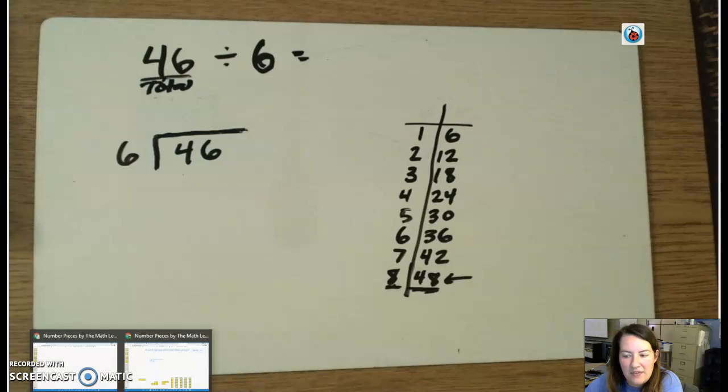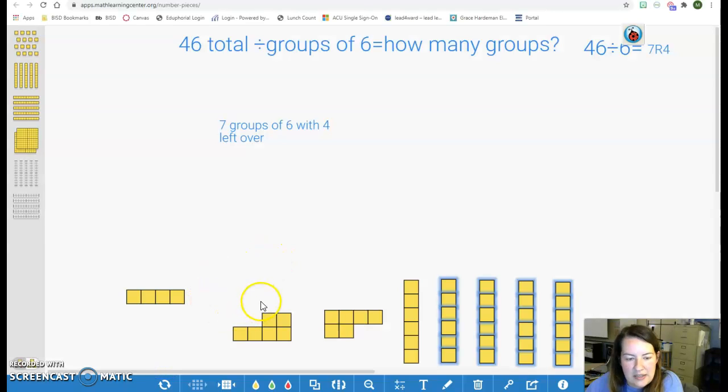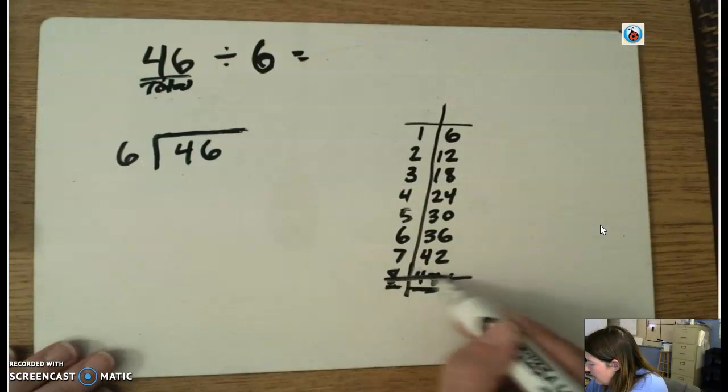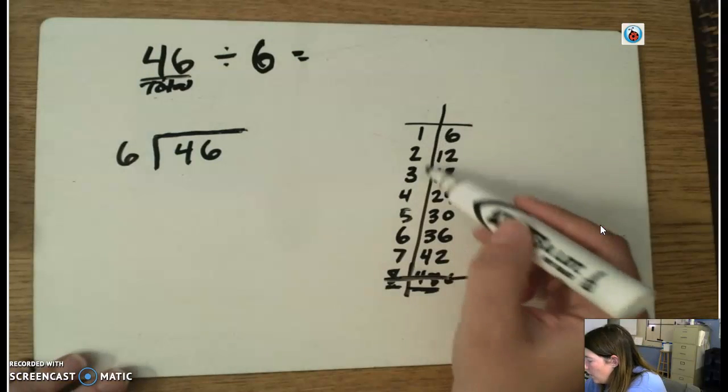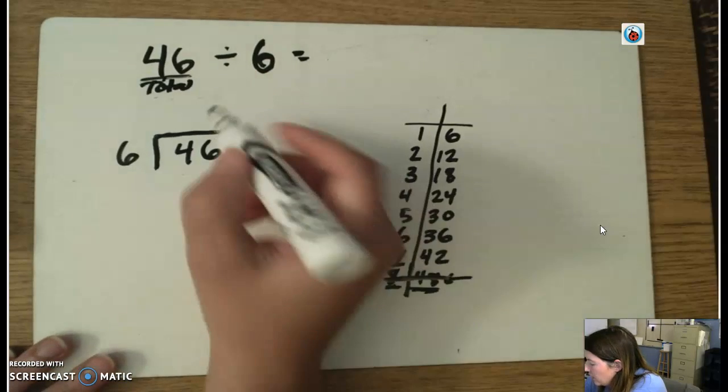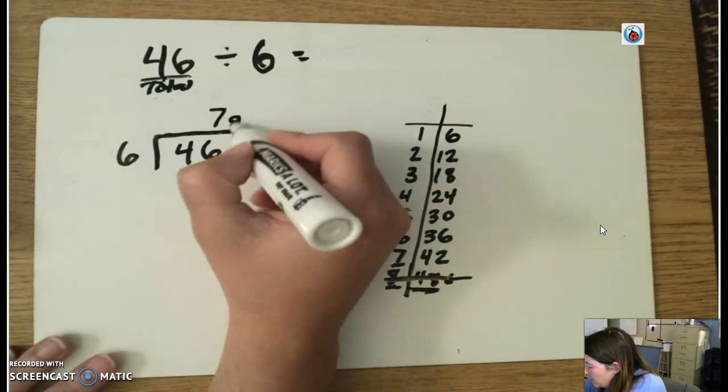No, I don't have enough to make an 8th group, and I could tell by looking at this, right? So if I look at this, I have 1, 2, 3, 4, 5, 6, 7 groups. Did I have enough for this 8th group? No, I didn't have enough for this 8th group, right? I only had 4 pieces, and I need groups of 6. So I know I can't make this 8th group. What's the most number of groups that I can make? It's 7. So I know I can make 7 groups.